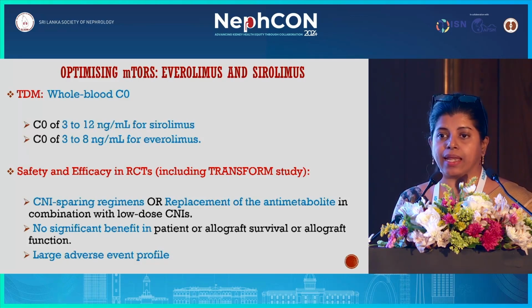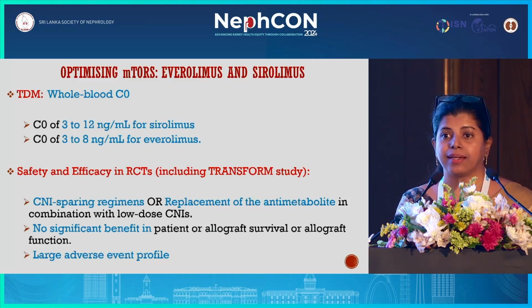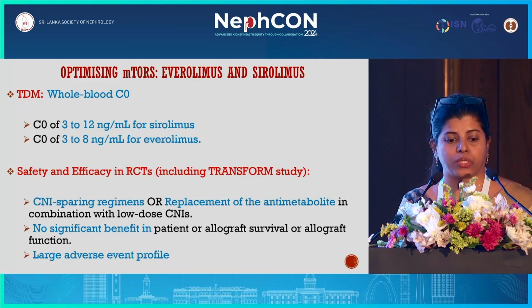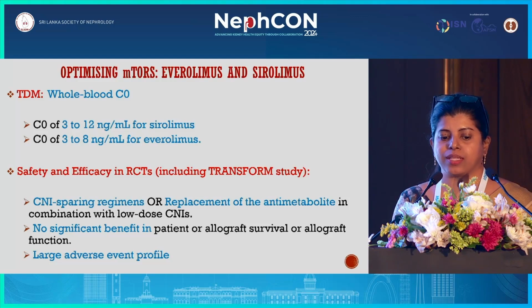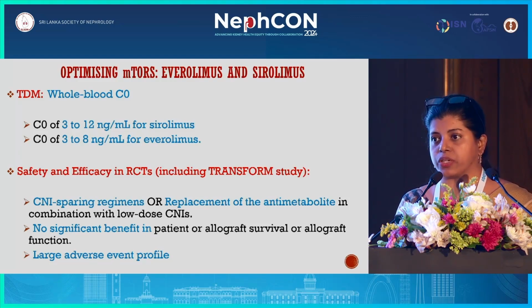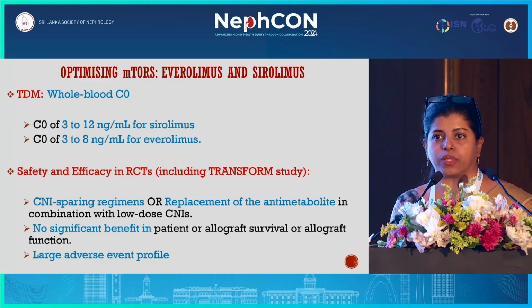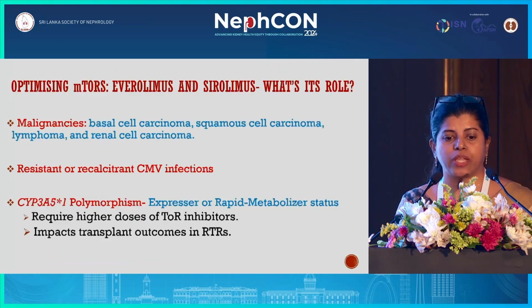There have been many clinical studies which have used everolimus and sirolimus either as CNI sparing regimens or as a replacement of the metabolite in combination with low-dose CNI. Overall, there's no significant benefit in patient or allograft survival or allograft function. And keep in mind, mTORs do have a large adverse event profile. So what are the situations where it could be potentially useful?